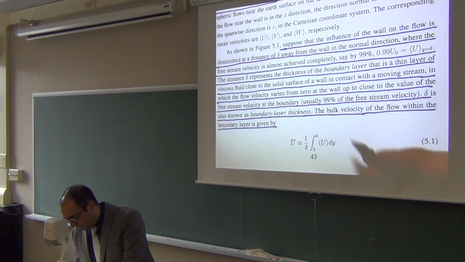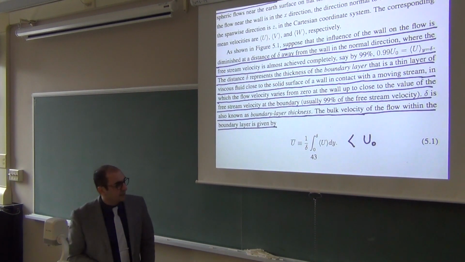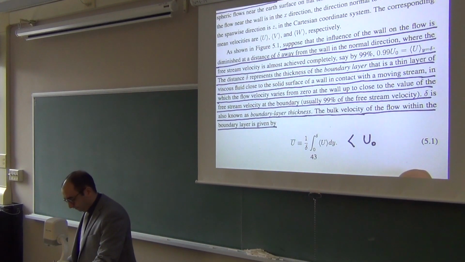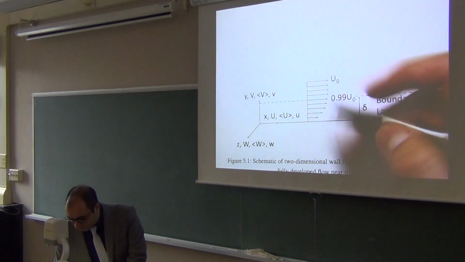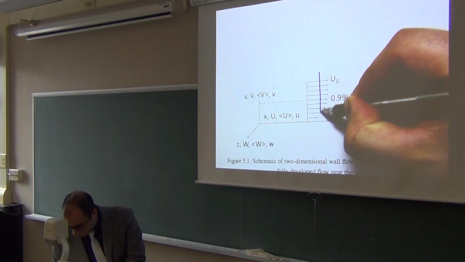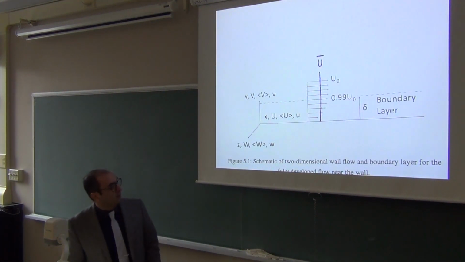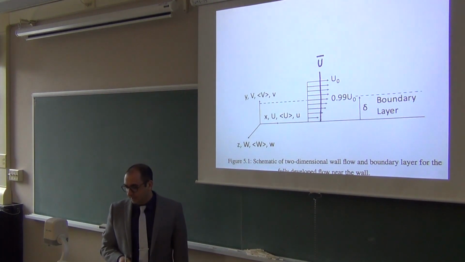And of course, this velocity must be less than u naught. It's not hard to be convinced of that, because if you take the average of all of these velocities, the average velocity is somewhere probably like here, right? So u bar is the average of all of these velocities, somewhere in between. It's greater than 0, less than u naught.